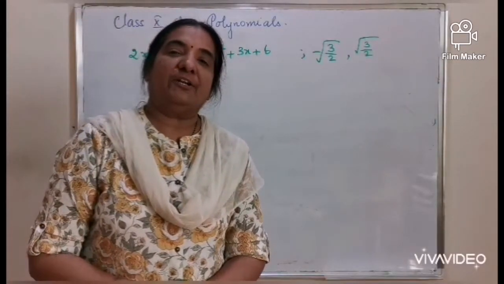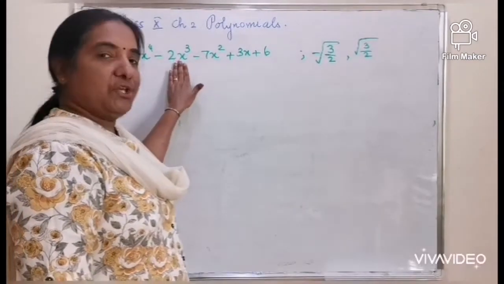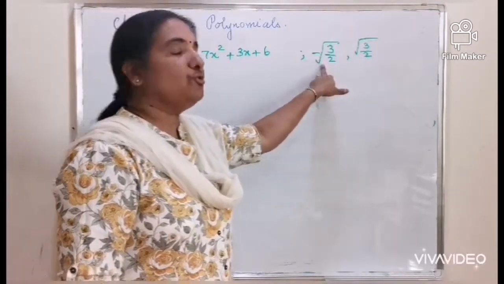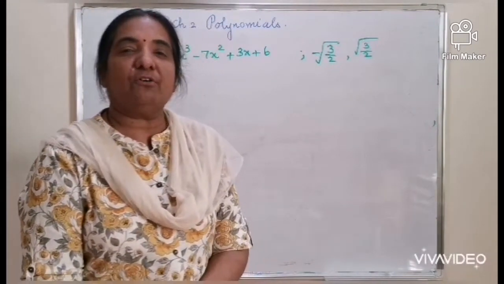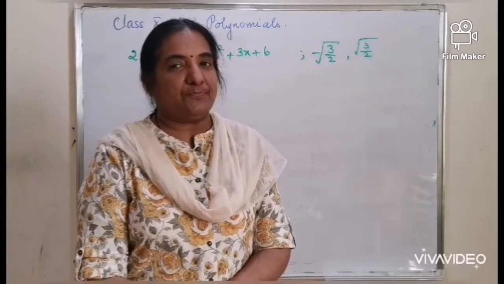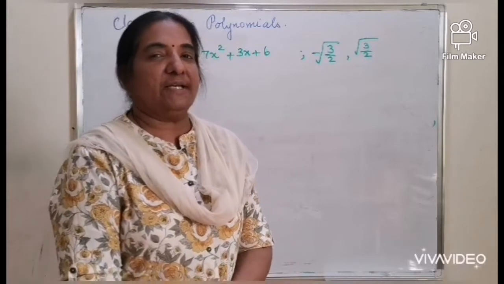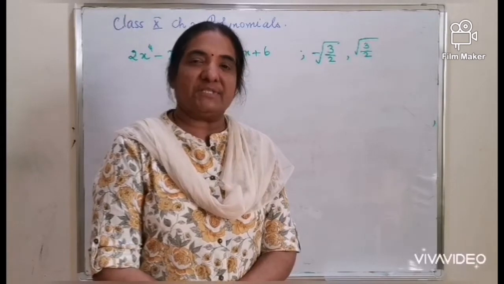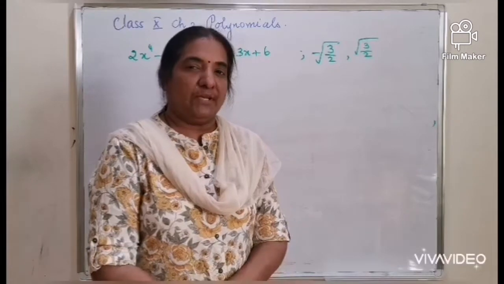Another example, find all the zeros of 2x raised to 4 minus 2x cubed minus 7x square plus 3x plus 6 when two of its zeros are minus square root of 3 by 2 and plus square root of 3 by 2. Children, these are questions which are not from the textbook. After my class, you can copy them in your notebook so that it will be helpful to you, as this is a 4-mark question which can be asked as a section D question in the board exam.